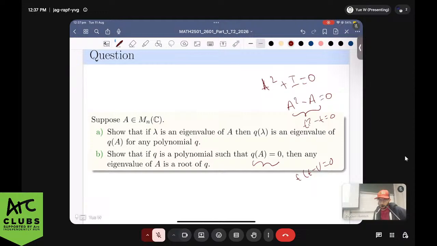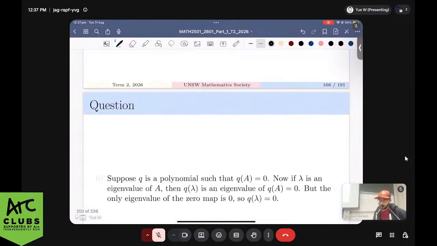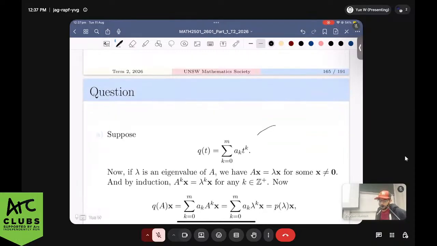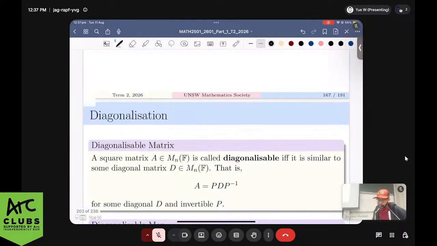And for part A, what it's saying is if lambda is an eigenvalue of A, then Q of lambda is an eigenvalue of Q of A. So a simple example: if lambda is an eigenvalue of A, lambda squared is an eigenvalue of A squared. The proof would just be to write the polynomial Q as an arbitrary polynomial, like the sum of a_k t to the k, and you can have a go at that.